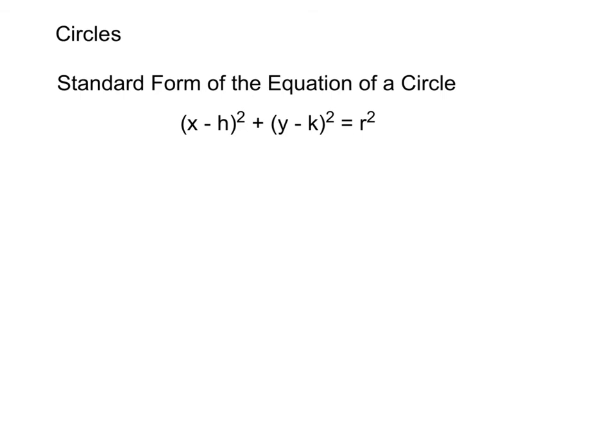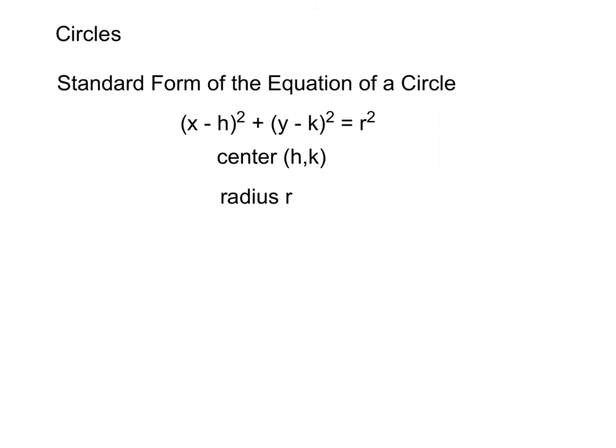Well, what do all these letters mean? Now, (h, k) is simply the coordinates of the center of the circle. Notice, in the standard form, we've got x minus h and y minus k. Well, the center of the circle does not have those minuses in it. It is simply (h, k). And r is simply the radius of the circle. So as I said, the center is (h, k) and the radius is r.